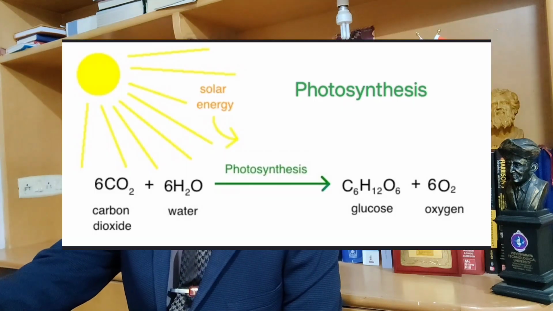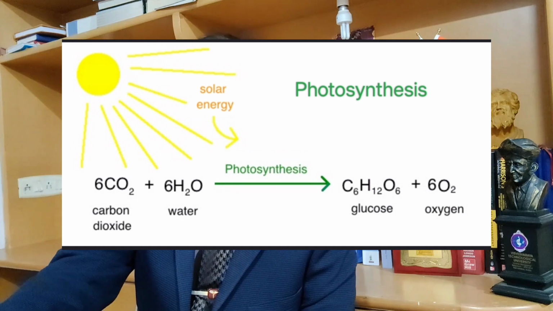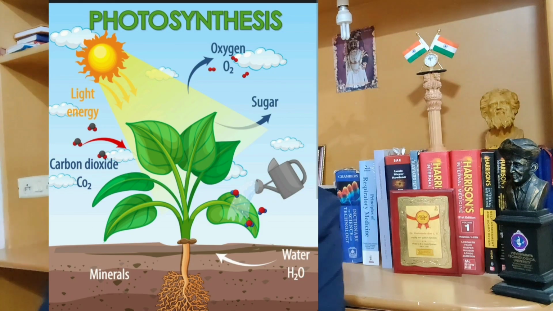See, in the opposite direction also, using the energy, we get oxygen and glucose. So where does the energy go? Energy will be stored in the form of glucose. And when the animal consumes the glucose, it will get energy.